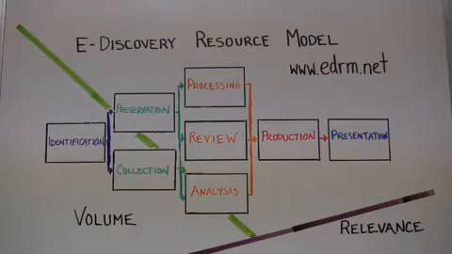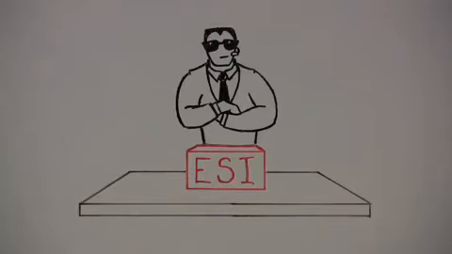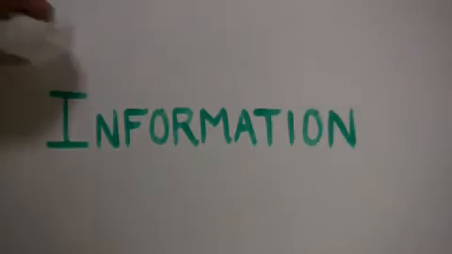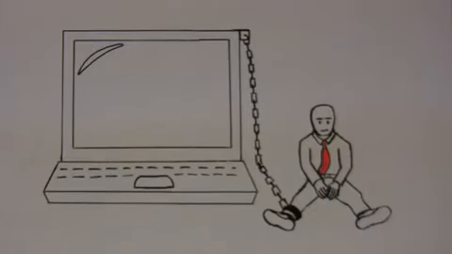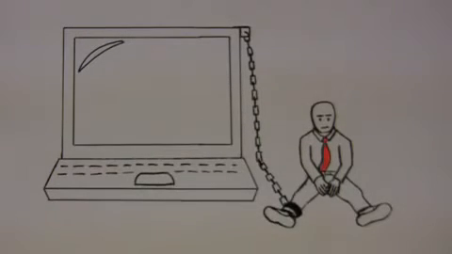The second step in the process is preservation. Here, the company makes sure that its ESI is protected from being changed or deleted while the lawsuit is going on. This can be a huge challenge since employees rely on their data to work. A company can't just stop using its files until the lawsuit is over.